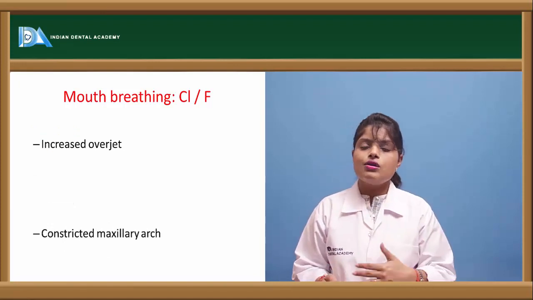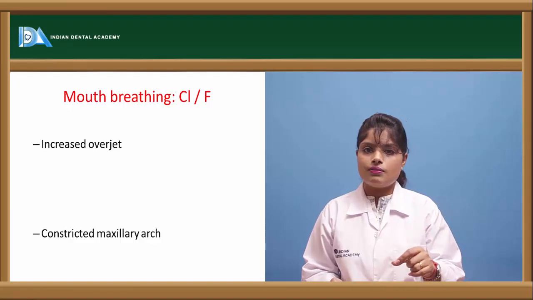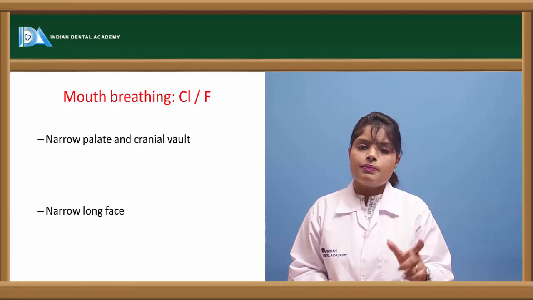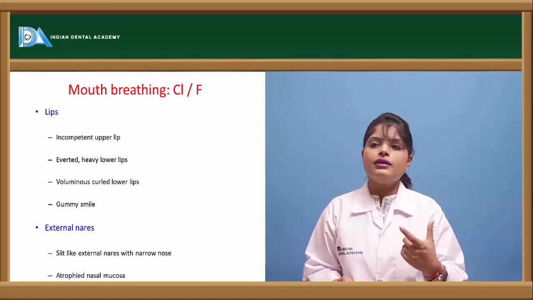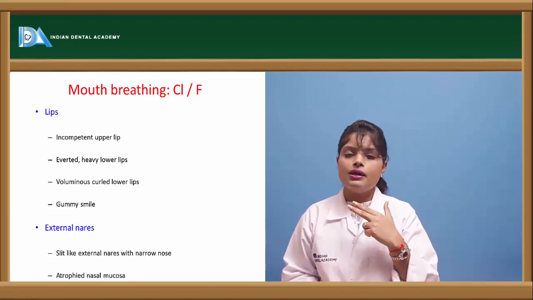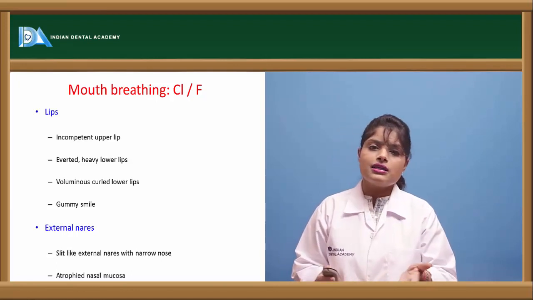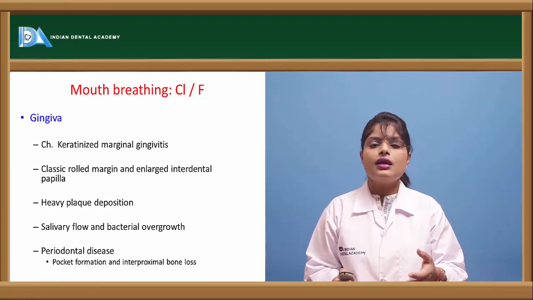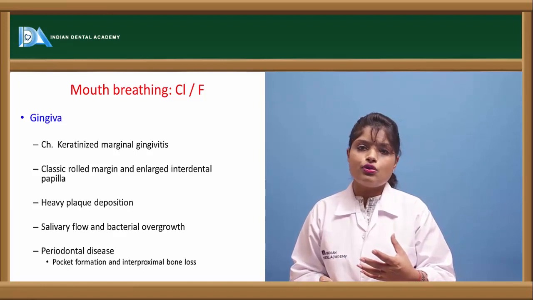So, there will also be increased overjet or overbite, constricted maxilla, and due to the constricted maxilla, there is a probability of cross bite. The palatal vault will be narrow and long, and the child will have a long, narrow face. The upper lip will be hypertrophic and the lower lip will be hypertrophic and voluminous and will hang out, and the external nares will be slit-like. Sometimes in mouth breathing, the gingiva is dry and hypertrophic.